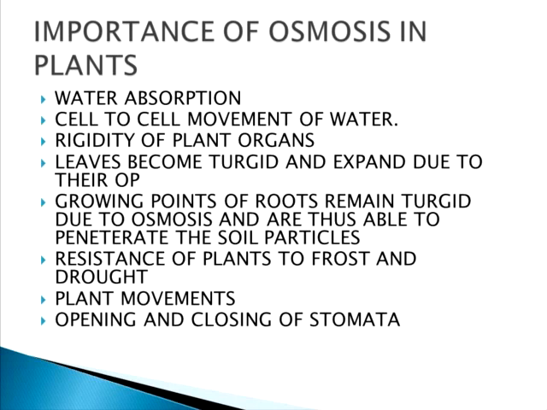Now, a gist of the importance of osmosis in plants is its role in water absorption, cell to cell movement of water, maintaining the rigidity and turgidity of plant organs, protection of root growing points, resistance of plants to frost and drought, various plant movements, and opening and closing of stomata. These are some of the importance of osmosis in plants. Now we come to the term: what is TP or turgor pressure.